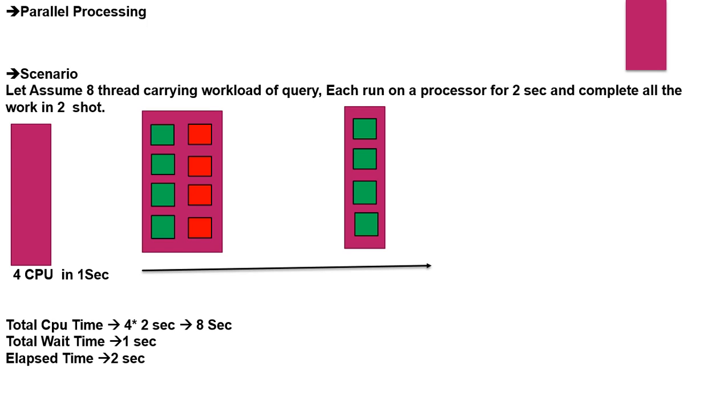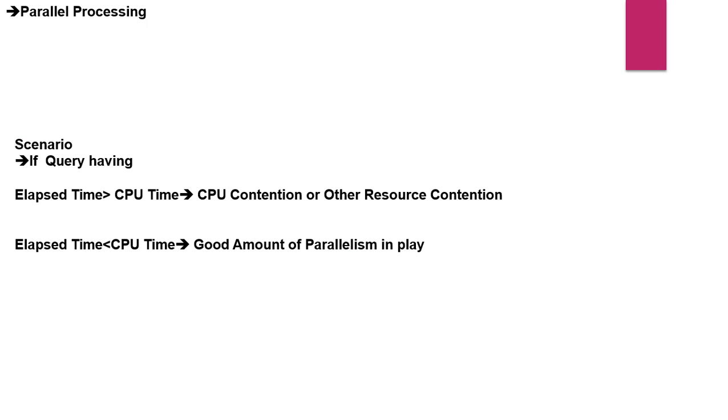Let's proceed further. If a query has higher elapsed time but low CPU time, that means there is some CPU contention or other resource contention. If CPU time is higher than elapsed time, then there is a good amount of parallelism in play.